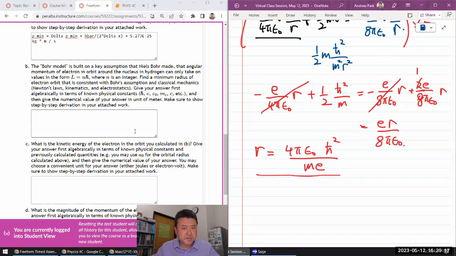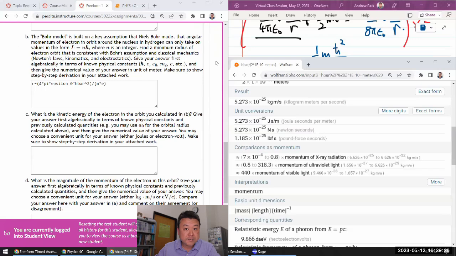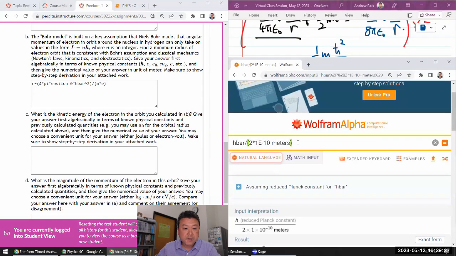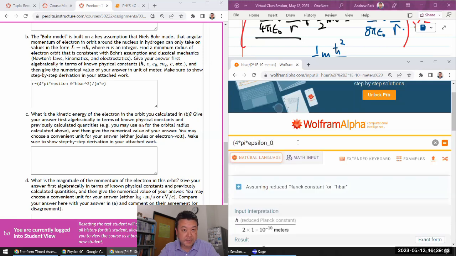Let's plug in the numbers and see. So r is equal to 4 times pi times epsilon naught times h bar squared over m times a. When I plug this into Wolfram Alpha, I have a natural test for if I made any mistakes. Because if I didn't, then this will come out in the correct basic SI unit. If it doesn't, then I know I might have made some mistakes.